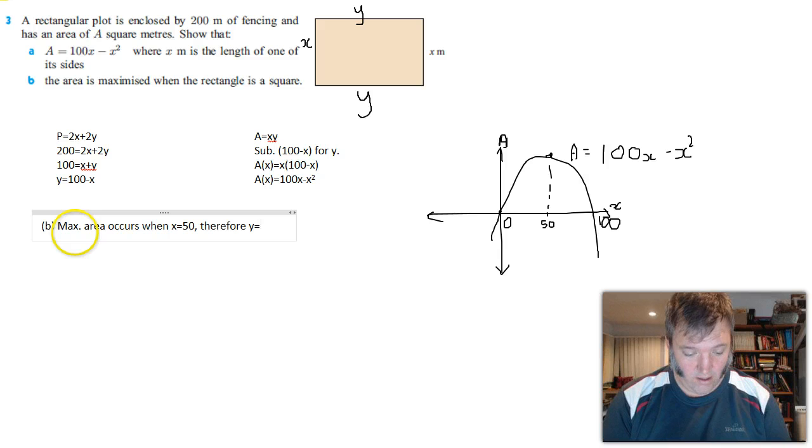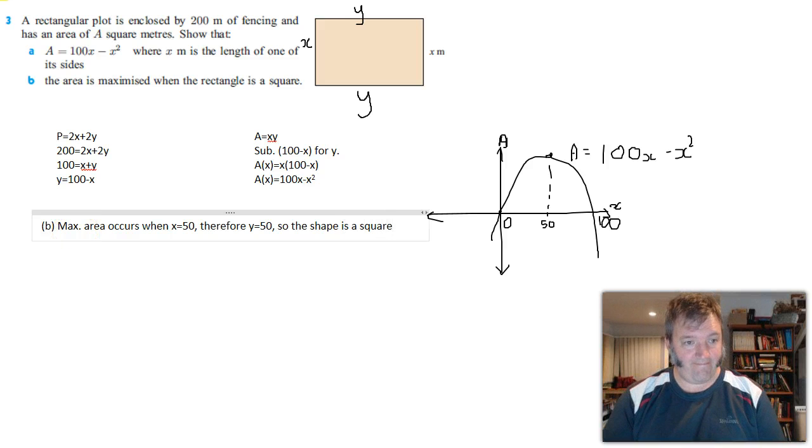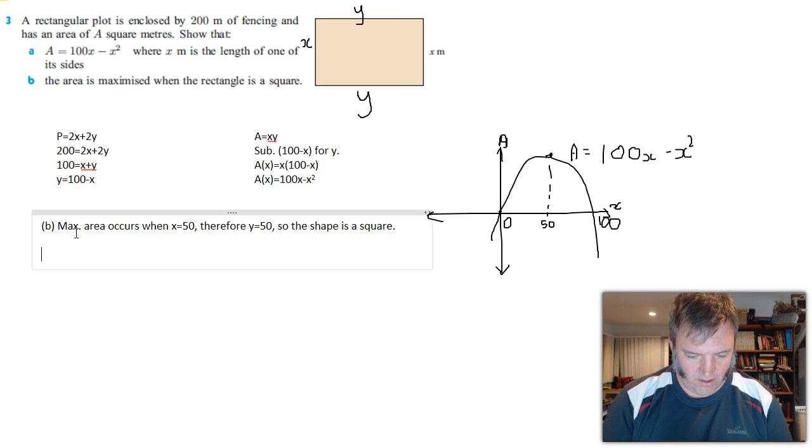Therefore, y equals 50. So the shape is a square. That'd be one way you could do it. What would be the other way? You could find the x coordinate at the turning point.